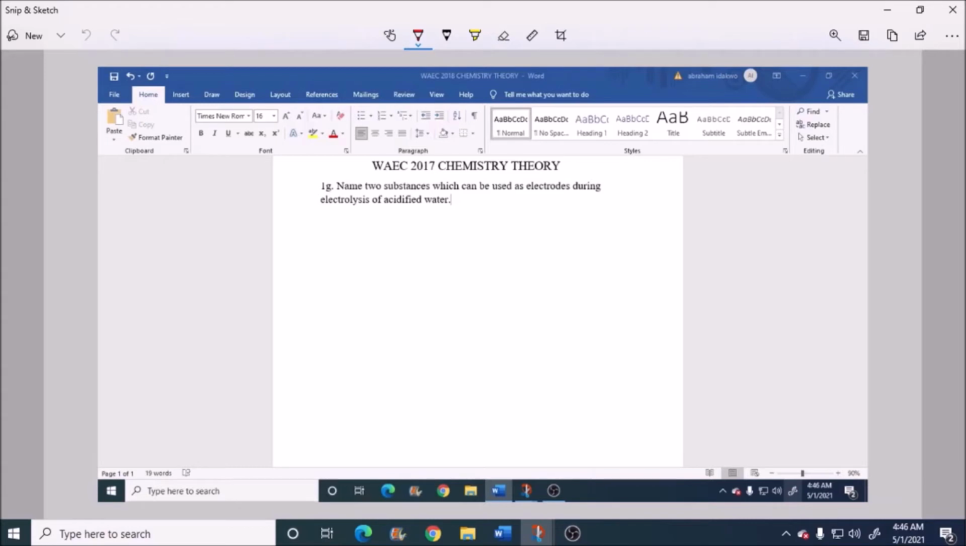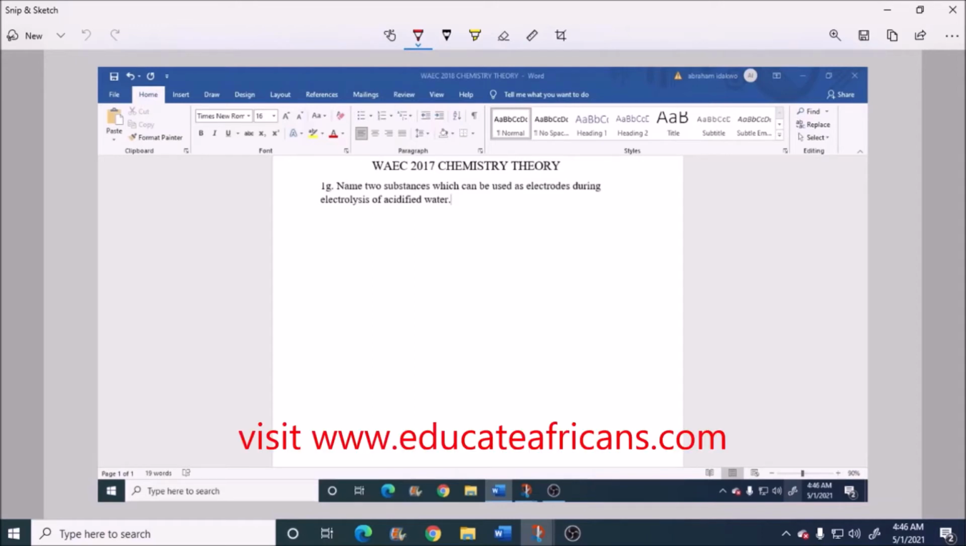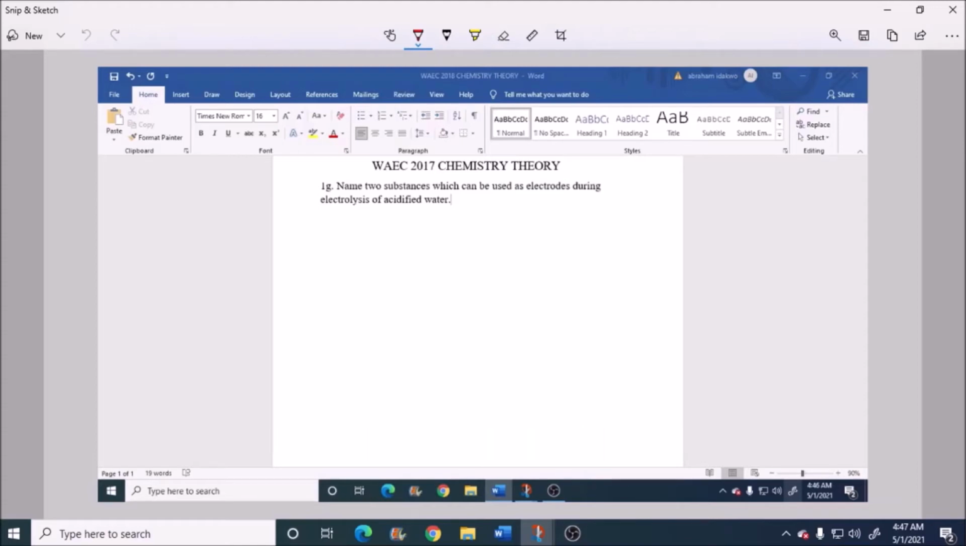Don't forget that graphite is one of the allotropes of carbon. So it's one of the electrodes used during the electrolysis of acidified water. Also we have number two, which is platinum. Platinum is one of the electrodes used during the electrolysis of acidified water.